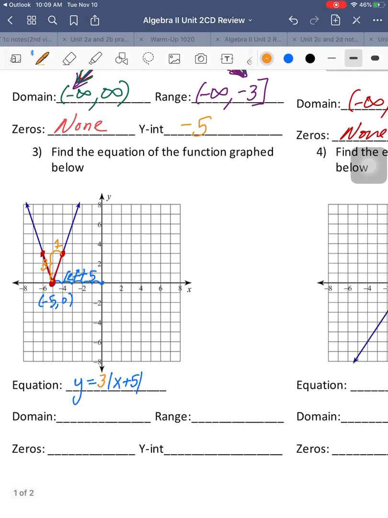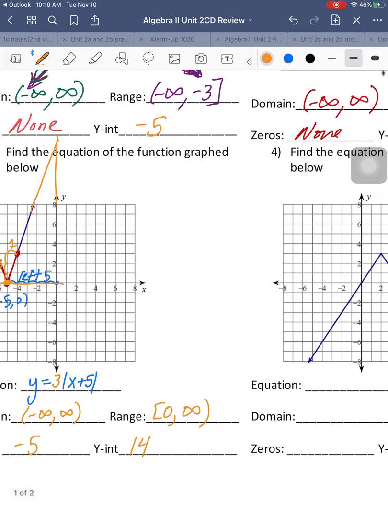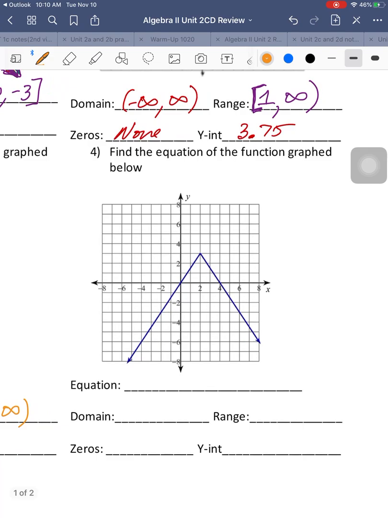Domain, how far left to right? So it's going to be -infinity to infinity. The range, the lowest y value is the vertex here, at 0. There's an actual point there, a closed point, so 0, and it keeps going up to infinity. The zeros, there is a 0 here. It's -5. It crosses the x-axis at -5. This is where it touches or crosses. The y-intercept, I don't know, somewhere up here. What would that be? Let's say about 14. I'm just estimating that.